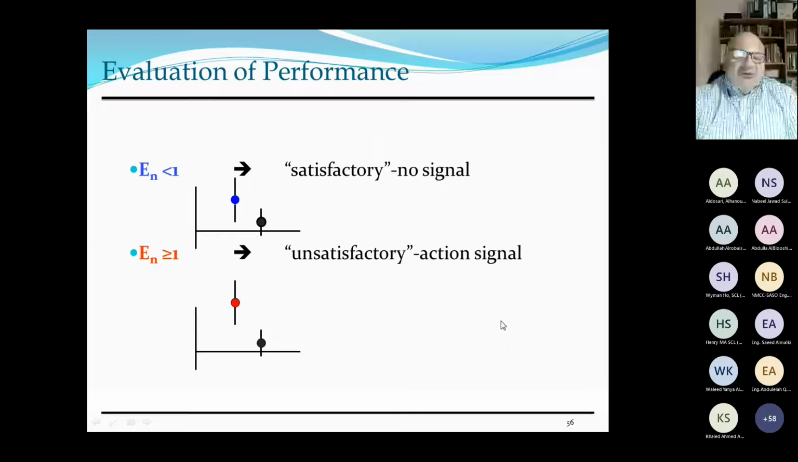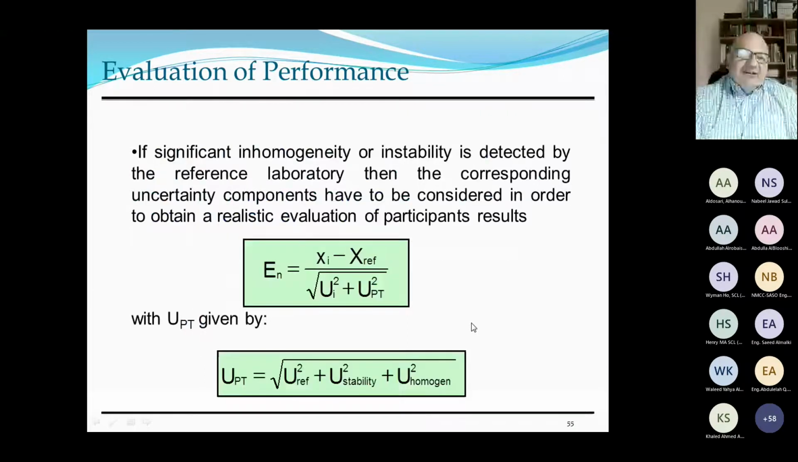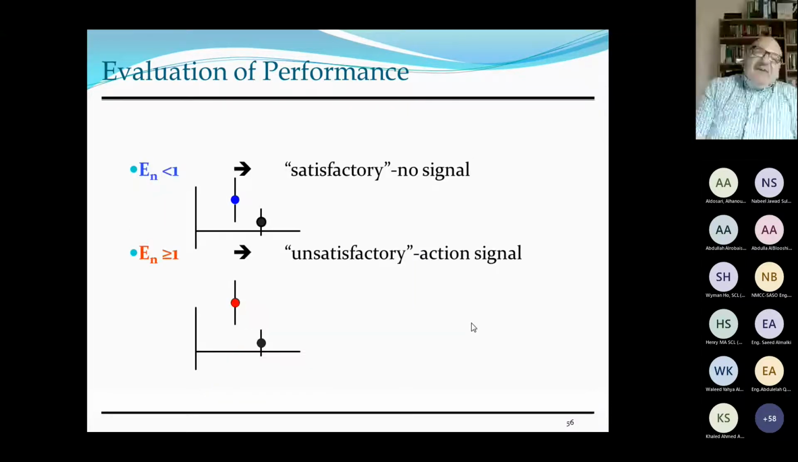And what's the outcome of this type of test? So of the evaluation of performance, the EN value can be between -1 and +1. So if an EN value of less than 1 or greater than -1 is determined, then we have what is called a satisfactory, no signal. So that means that the performance is satisfactory and there is no need for any corrective actions to the laboratory operations.